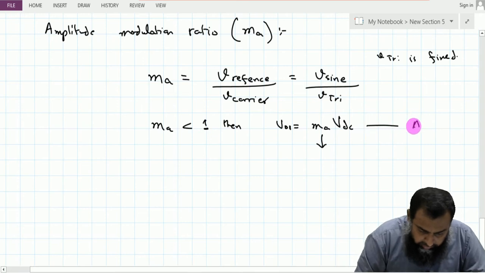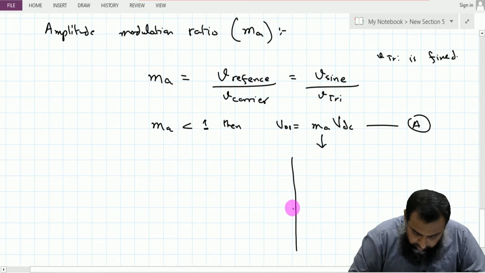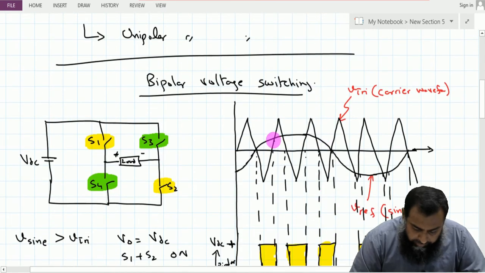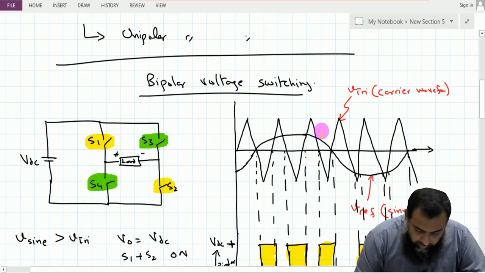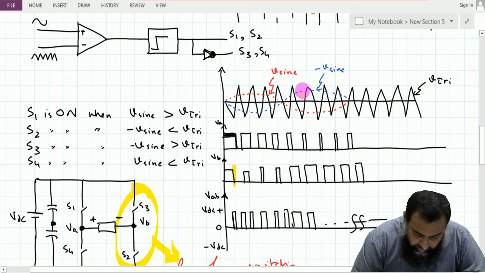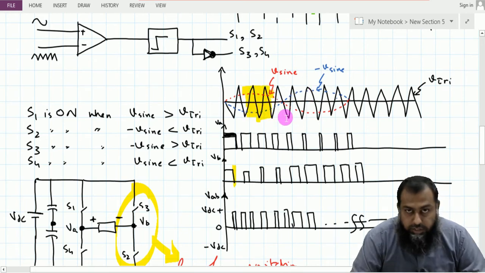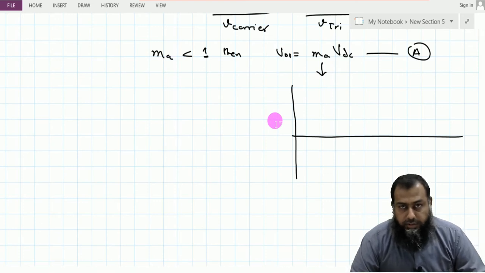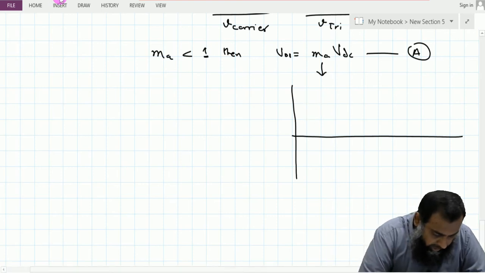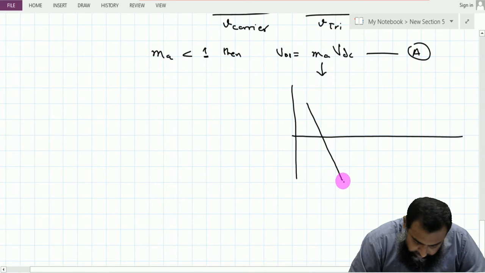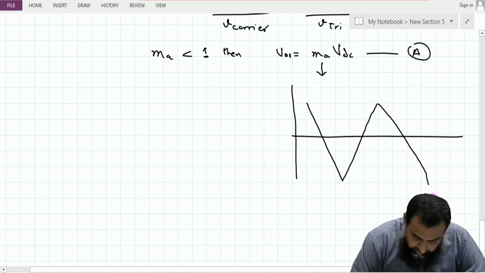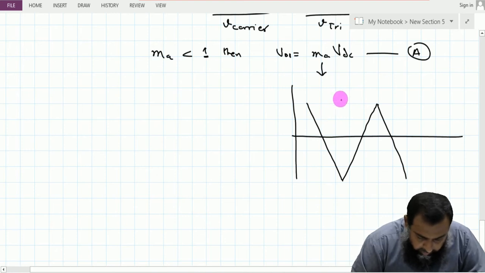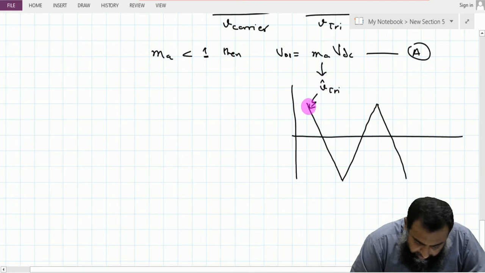Now, let us say this is equation number A, and let me draw a simple waveform. Let us say that from this particular waveform, we take a very small section, because this has some high frequency. Usually the frequency of the triangular waveform is very high compared to the fundamental frequency, and therefore if we take a very small segment, then for that particular small segment, this is the peak value of the V triangular.